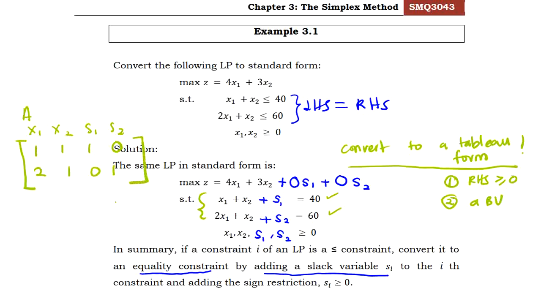So for this example, actually BV for the first row, for the first constraint, or for the first equation is from here, because it's actually identity matrix 1, 0, 0, 1. So s1 is the BV for the first constraint. And then for the second constraint, s2 is the basic variable.